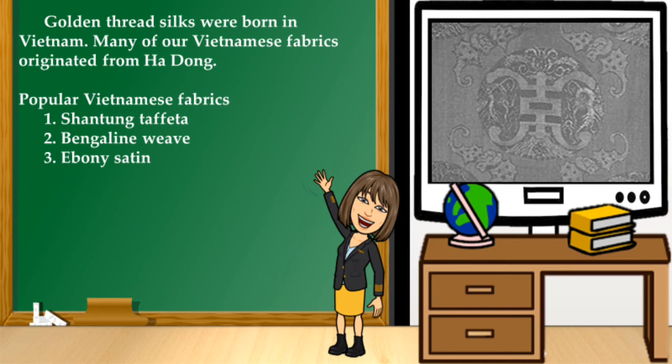So the golden thread silks were born in Vietnam. So many of our Vietnamese fabrics originated from Hadong, which is the center of weaving and sericulture, the silkworm production, for centuries. So here are the popular Vietnamese fabrics. So we have the Shantung taffeta, Bengalin weave, and ebony satin.